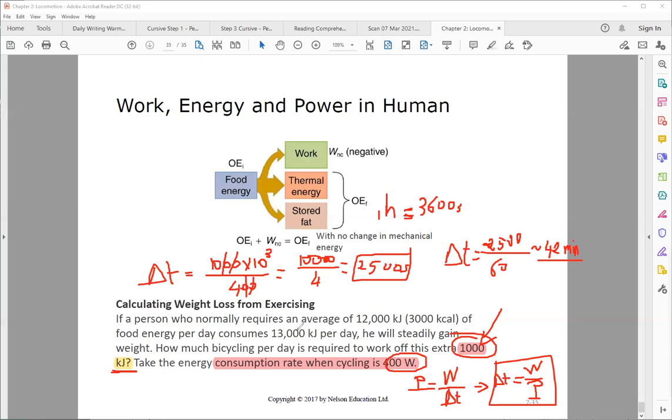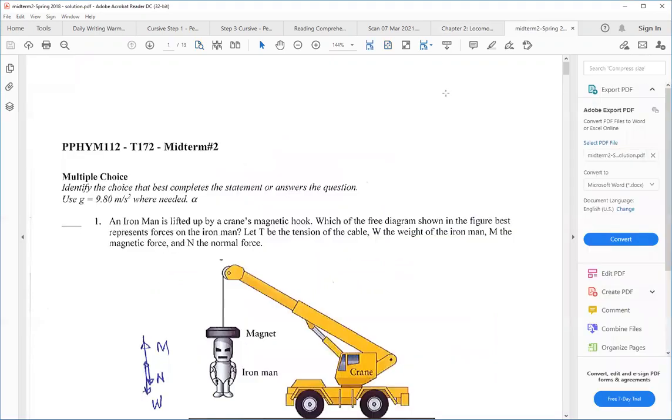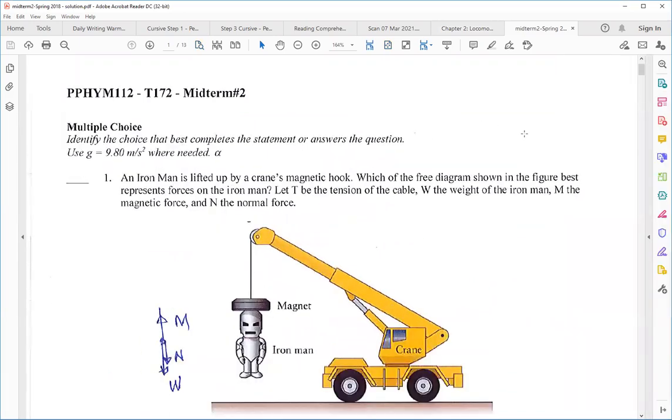So 1 second. So open it from the lecture. Now, can you see the questions, guys, from the slides or from the PDF? Yes.